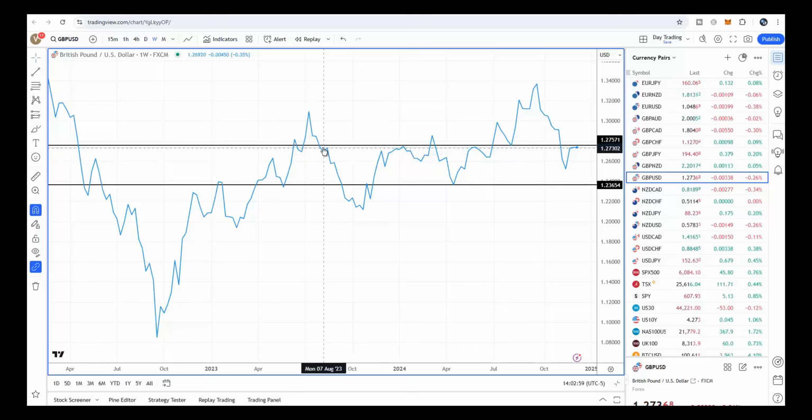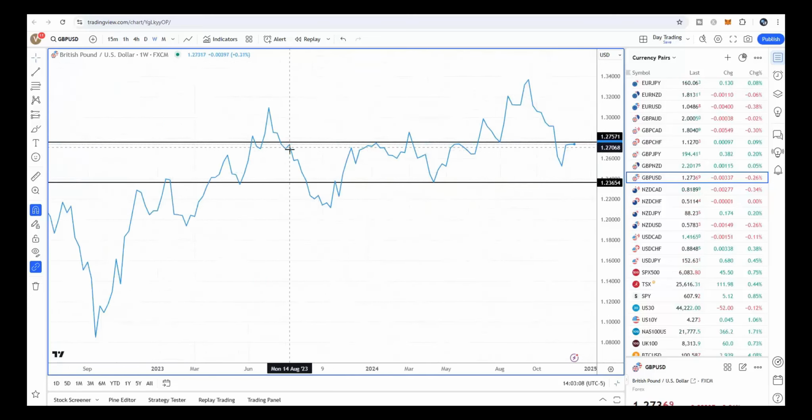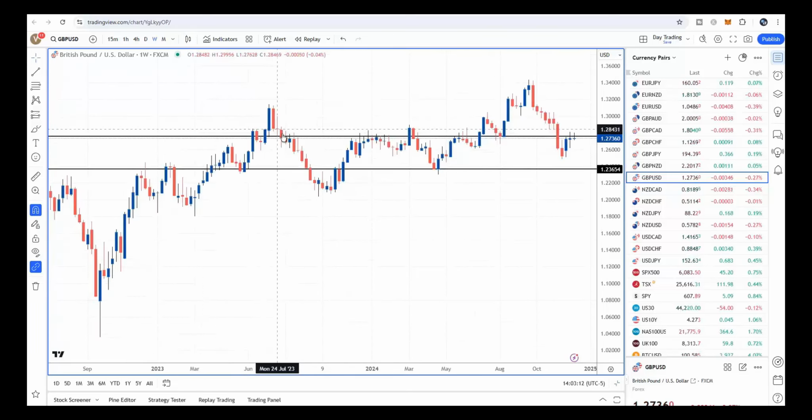It's the wicks, right? And in fact, I'm just going to zoom this out. Look at over here, where it touched it here and touched it here. So something's going on at that level. Let me show you right here. If you look at this level right here, when I put the candlestick chart back on, that's right here.